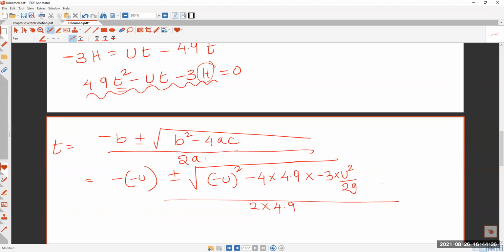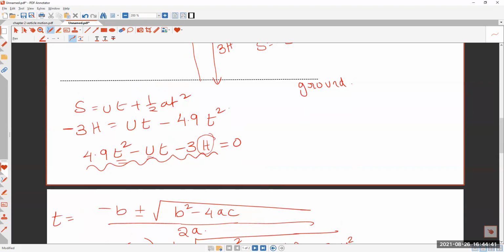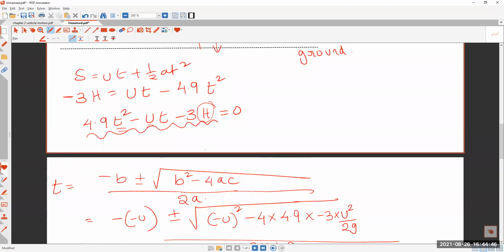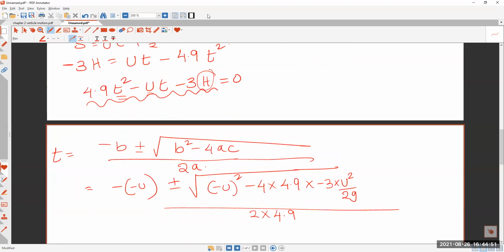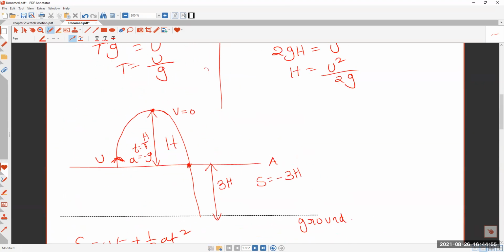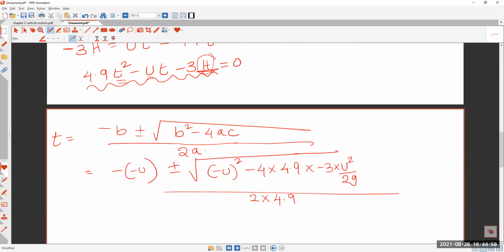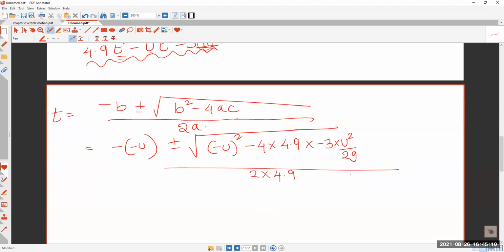Why did I substitute it? Because this is h. Should I do it later? No, I can do it right now itself. This h is what we found above, u square by 2g, so in place of h I have written u square by 2g. Okay, you know what, it is correct.